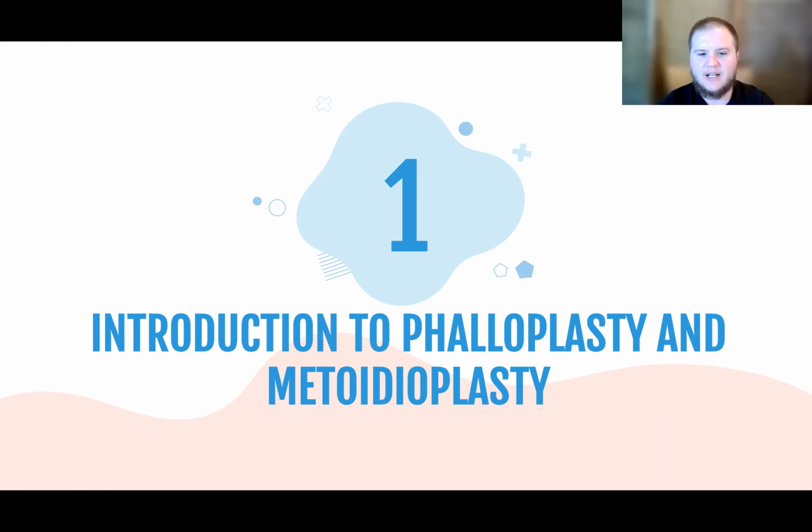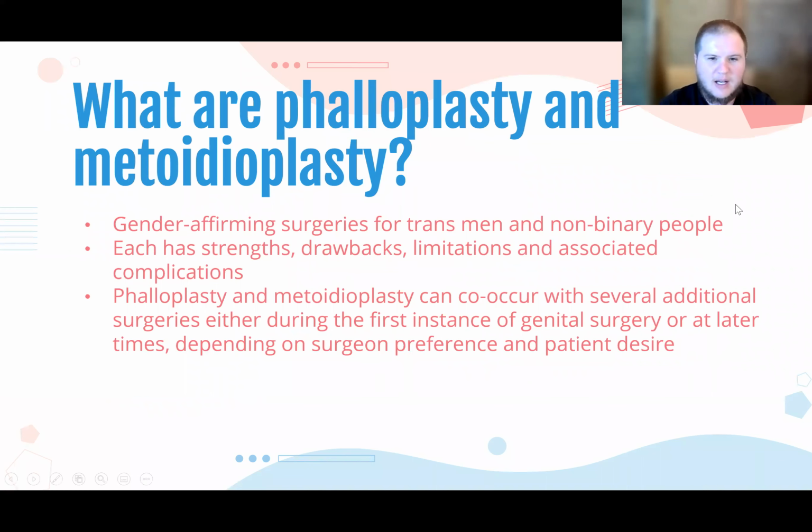I'm just going to talk quickly about what phalloplasty and metoidioplasty are. So phalloplasty and metoidioplasty are two related but distinct surgeries, and they're used as gender-affirming surgeries for trans men and non-binary people. They each have strengths, drawbacks, limitations, and complications, and they can co-occur with several additional surgeries, either during the first instance of genital surgery or at later times, depending on surgeon preference and patient desire. So I'm going to go into more detail about each procedure on the next few slides, and I will be using some anatomical terms.